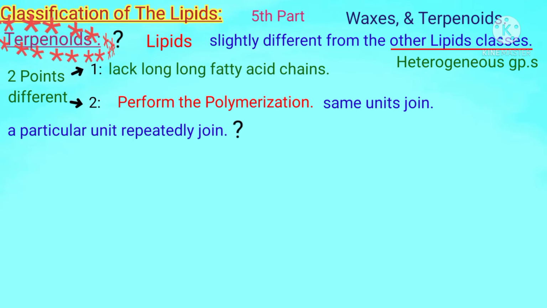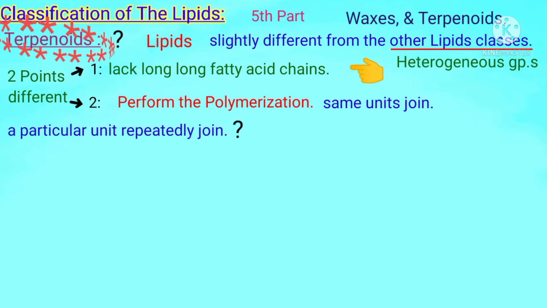Students, terpenoids are different from the other lipid classes. First, fatty acids are not present in them, but in the lipids definition, it is said that lipids are a heterogeneous group of compounds that are related to fatty acids actually or potentially. So, out of all the lipid classes, this is the only one that does not follow the fatty acid rule, that is, it does not possess fatty acids. And second, terpenoids do polymerization.